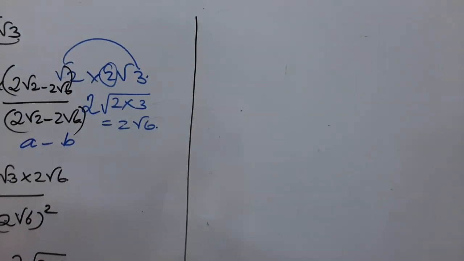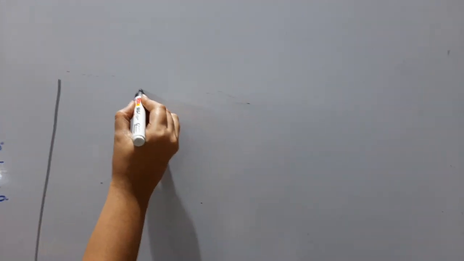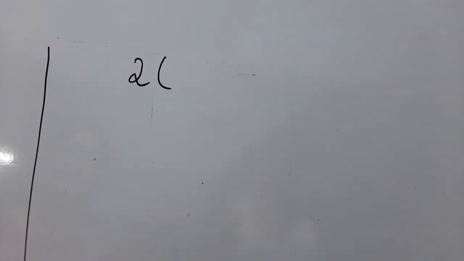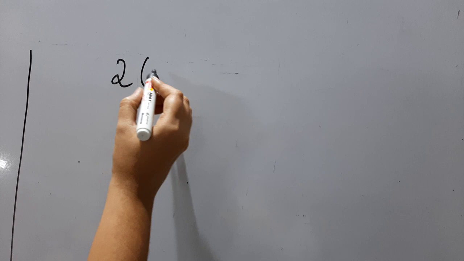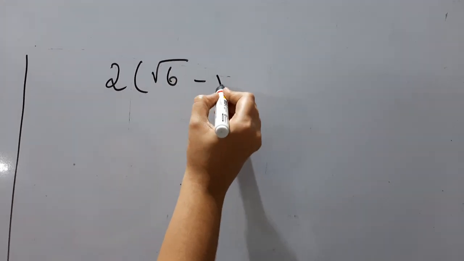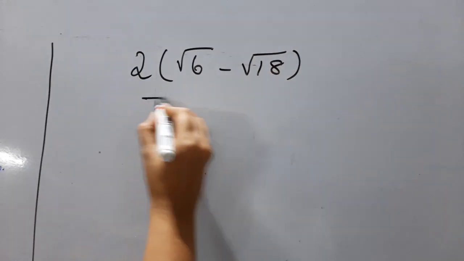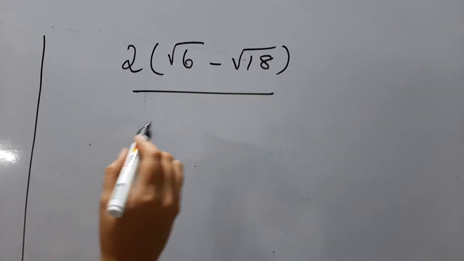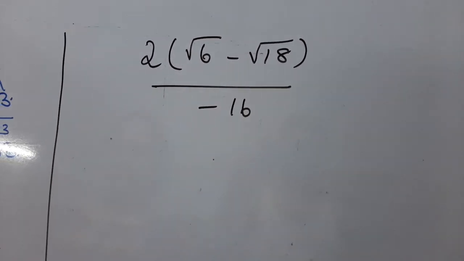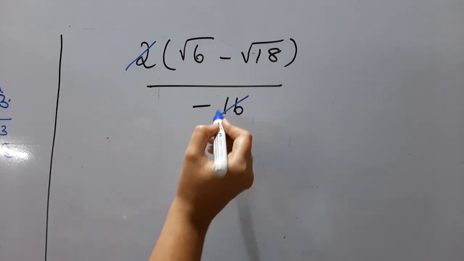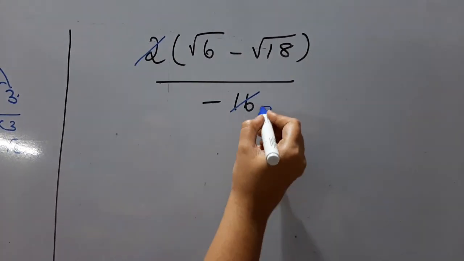Now, in the numerator there are two terms. In both the terms I have 2 common. So I am taking 2 commonly outside. So what is remaining? Root 6 minus root 18 is remaining. And the denominator is 8 minus 24. That will become minus 16. Now I can cancel 2 and 16 and I will get 8 here.